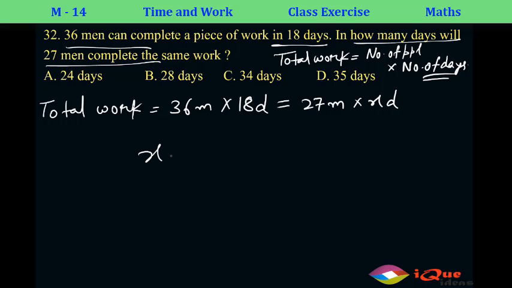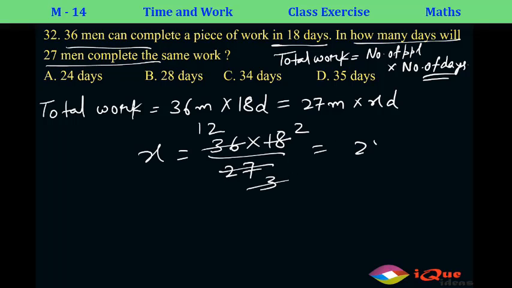Alright, so from here we directly get X equal to 36 into 18 divided by 27. Now 9 cancels 18 2 times, 9 cancels 27 3 times, 3 cancels 36 12 times. So 12 into 2 is 24 days. So the answer to this question is 24 days, which is option A. That is the correct answer. Alright. Now let's go to the next question.